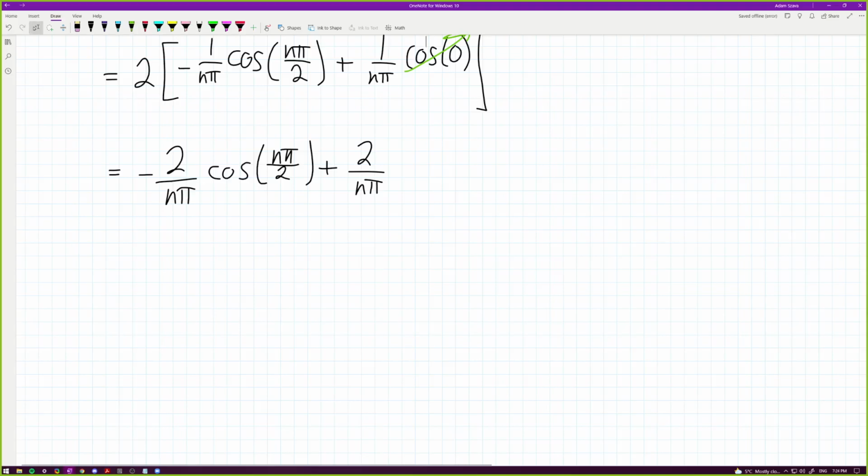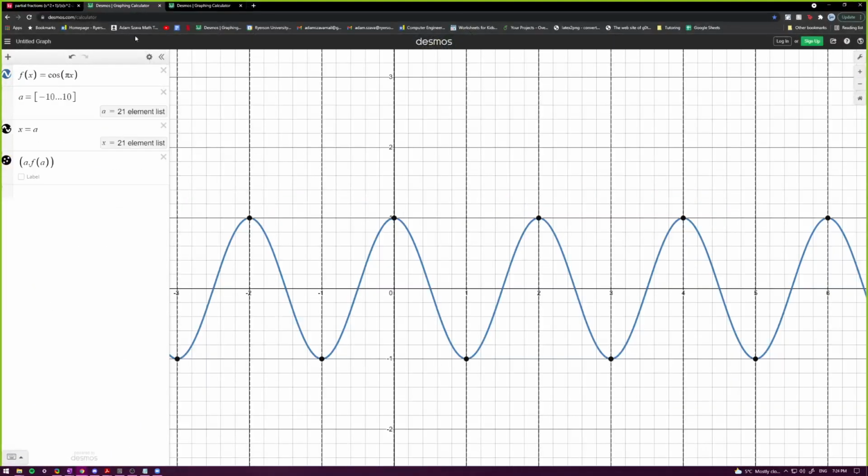And then I think that's as far as I went. I don't think I simplified it any more because I couldn't figure out what cosine of n pi over 2 is. Maybe you want to try to figure it out together. Let's see if there's any formula that simplifies that.